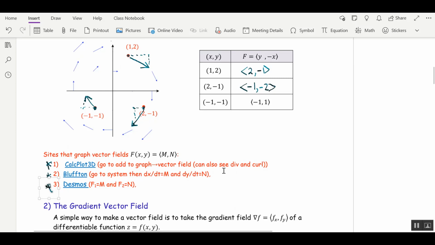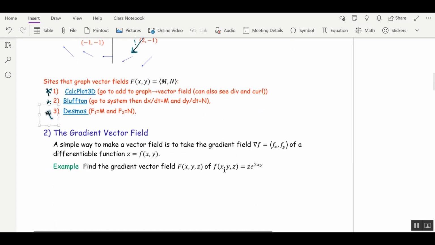How can we make our own vector field? One way is just to take the gradient of a function. And so we've already seen this when we talked about tangent planes, but let's just look at it again. The gradient vector is the vector of partial derivatives. So, for example, here's a function of 3 variables. So my gradient del f is going to have 3 components.